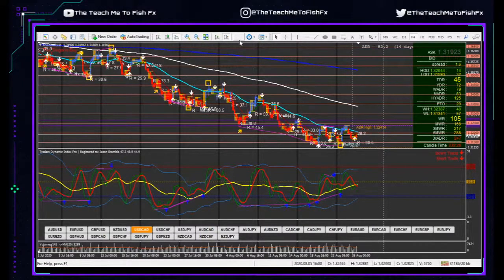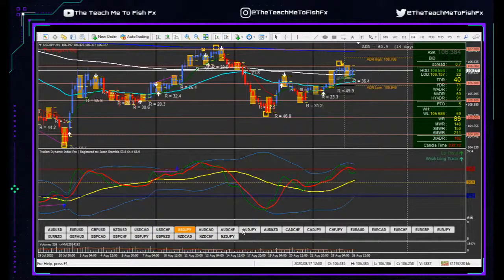USD JPY. We do have an exhaustion. We had an exhaustion square here yesterday. Now we want to wait for a red color changing candle in this case, and then of course we would not get in until the green has crossed below the red and the yellow. It's in between right now, so this trade is still working itself out.